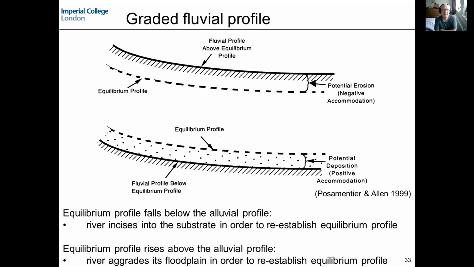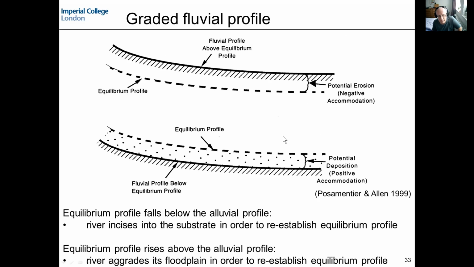So we can think about two different basic patterns in here. These diagrams are showing again a cross section from a mountain belt down towards the basin on the right, and the equilibrium profile or the graded profile. Those are these curved lines through here.